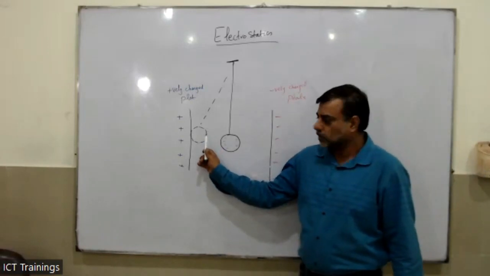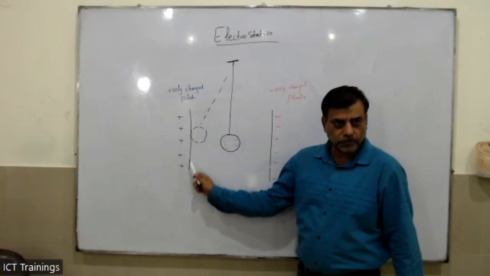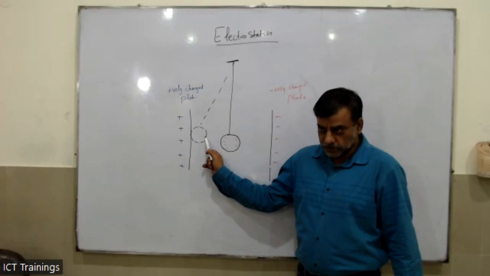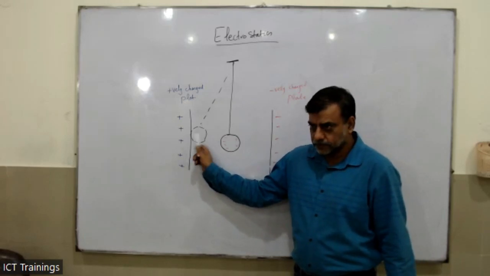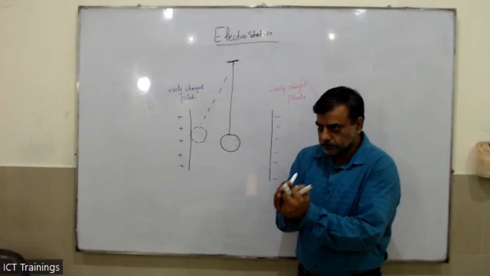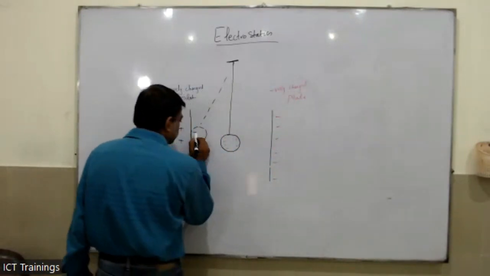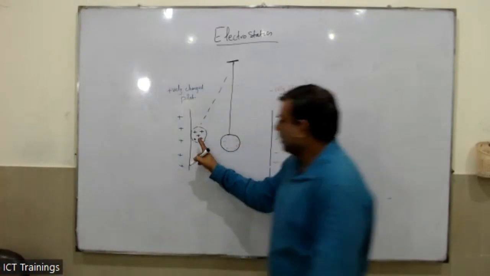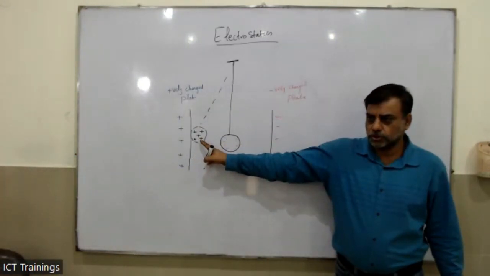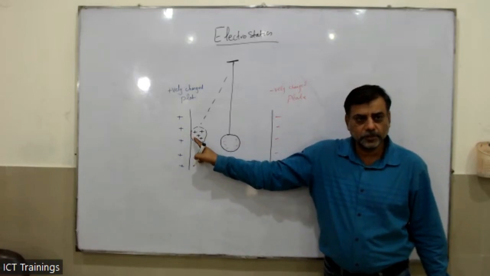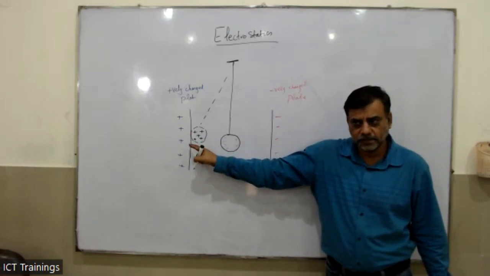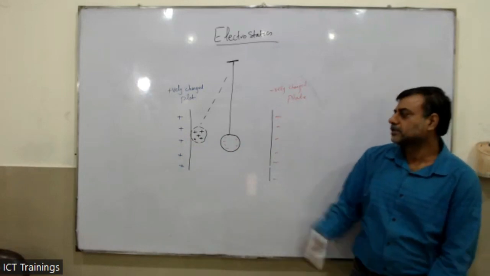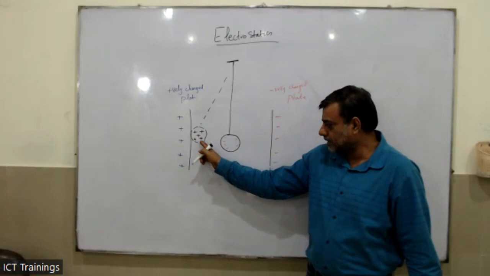Transfer of charge. So when this ball is touching this positive plate, this ball will turn positively charged because it's touching that. Same charge. So now this ball becomes positively charged. Will the ball remain stuck to this plate? Similar charges will have repulsion. So this ball will be repelled. So it will come back.